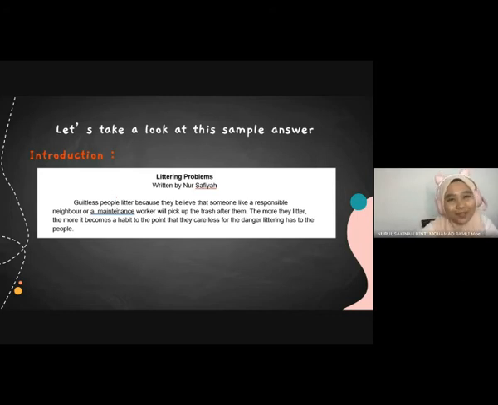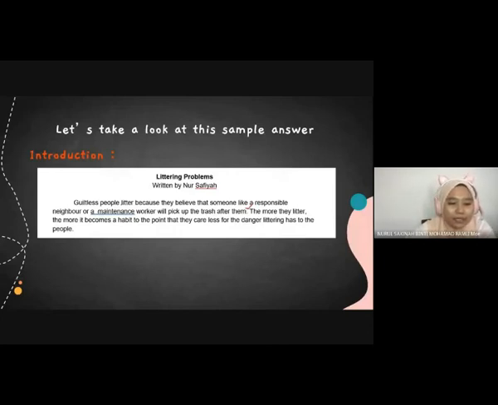It actually already answered the reason question. It directly answered the reason question. But actually, you can insert more background knowledge about littering. Maybe you can provide a definition of littering, or maybe you can insert some facts about littering that you might know or might see around you. It's a bit of a spoiler here actually, but it's okay. It is still acceptable. So guiltless people litter because they believe that someone like a responsible neighbor or a maintenance worker will pick up. Okay, good.